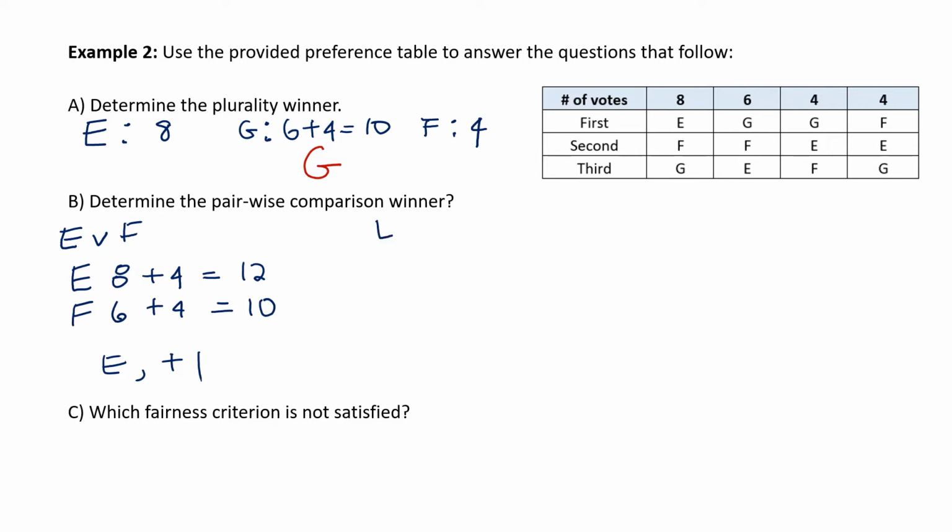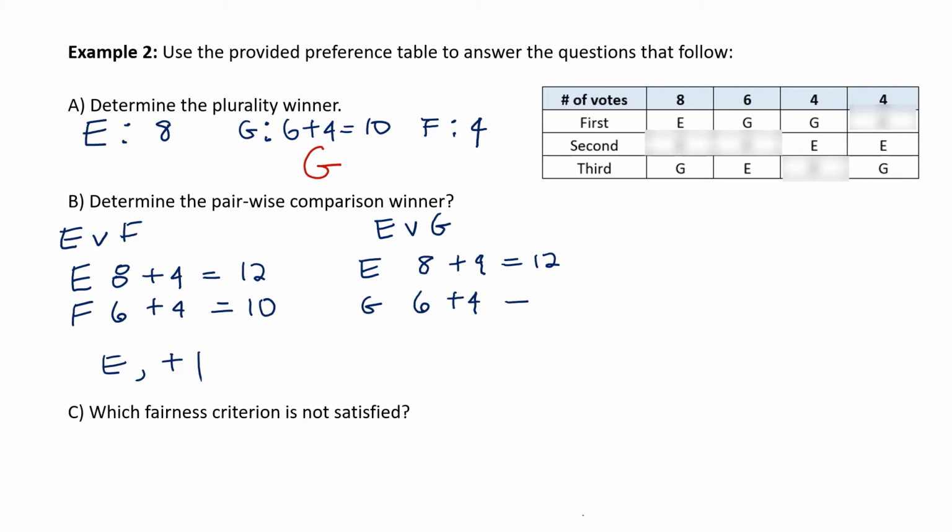Let's match up E against G. Again, we'll count the votes. On the first one, E's ahead of G. E gets the 8 points. On the second one, G is ahead of E. So G gets 6 points. On the third one, G is again ahead. That's 4 points. And on the last one, E ranks above G. So E gets the 4 points.